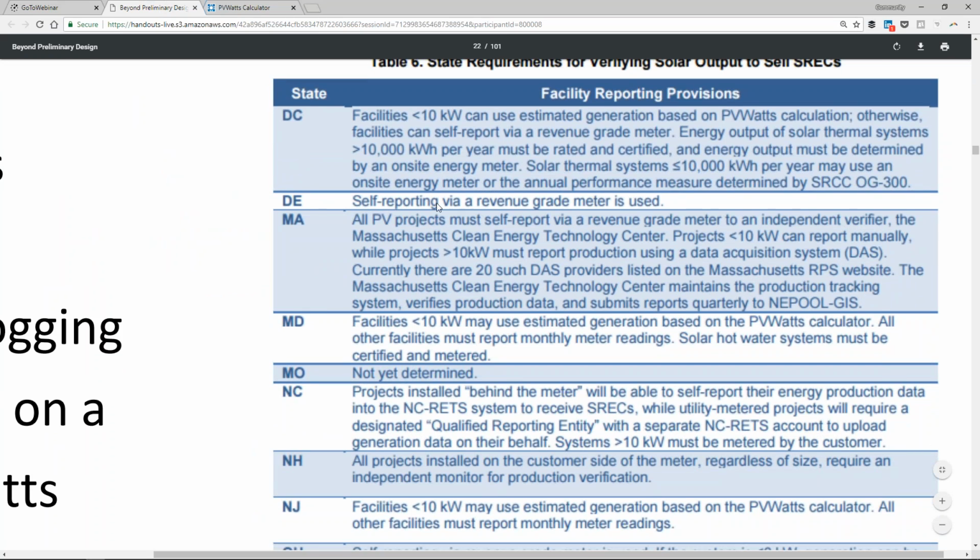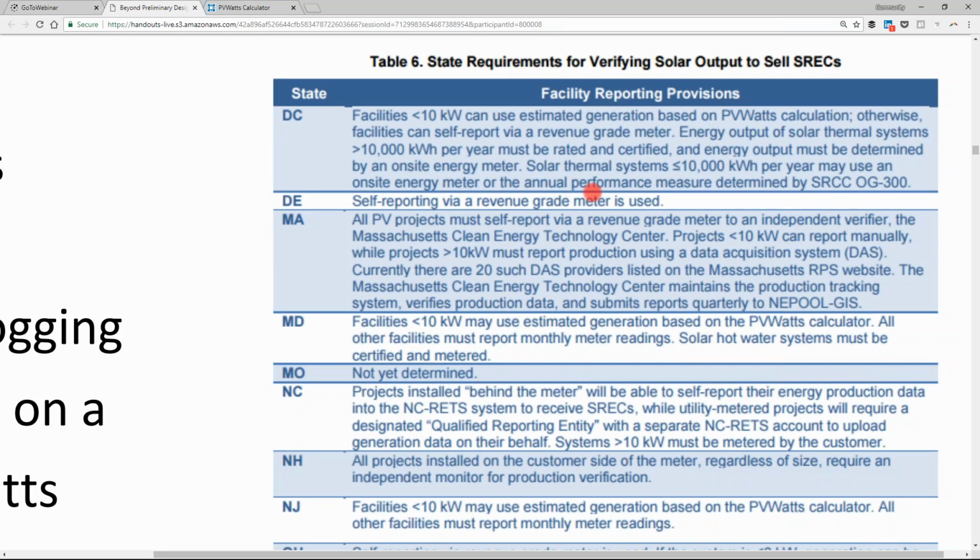Whereas in Delaware, you have to have a revenue grade meter, so your inverter monitor may not be good enough. So just a PV Watts printout is good enough in DC. You have to have a special meter in Delaware. Here in Massachusetts, where they have a very high value renewable energy credit market, it's more cleanly defined, and they say you have to have a revenue grade meter. In Maryland, you may not have an active renewable energy credit market. There's still some buyers, but they say, okay, well, just give us the PV Watts calculation.